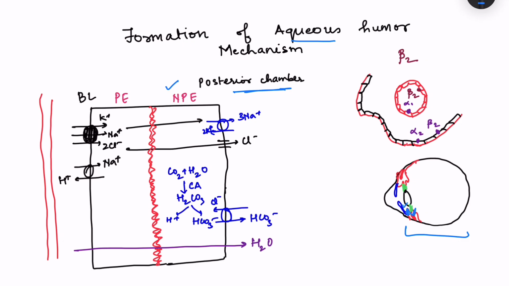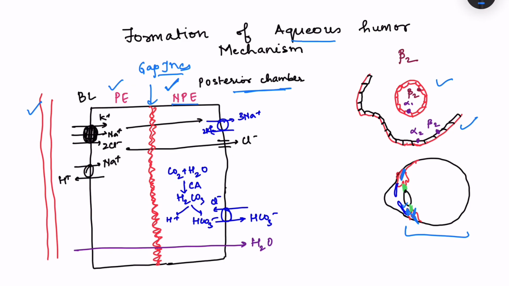And here a very unique arrangement of cells is there, that is, the pigmented epithelial cell is in contact with the non-pigmented epithelial cell by gap junctions. So here there are gap junctions. Okay, so we see certain transporters. This is the blood vessel. So this is the ciliary epithelium, and this is the blood vessel. Here the blood vessel is somewhere here.